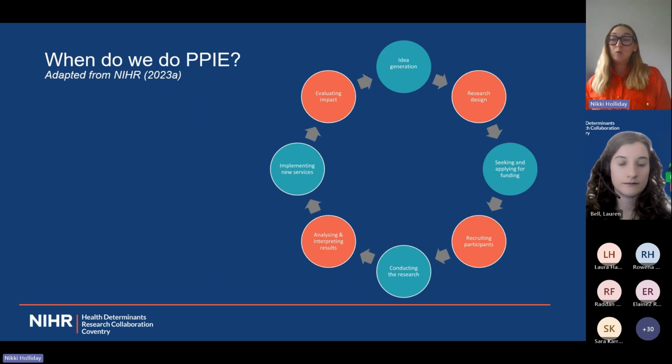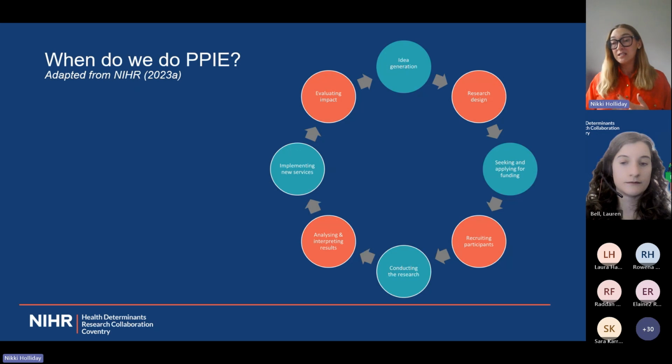So when do we do patient and public involvement? When do we bring them in? In an ideal world, it's every single stage of the research cycle. At the very top here, we have idea generation. So speaking to the public and patients as you're developing those initial ideas, rather than coming up with an idea and then going to the public with it. We can seek their input on the research design, so exactly how we carry out the research, what methods we're using.